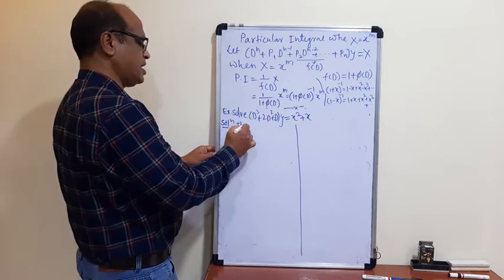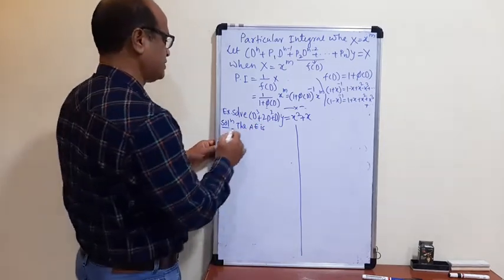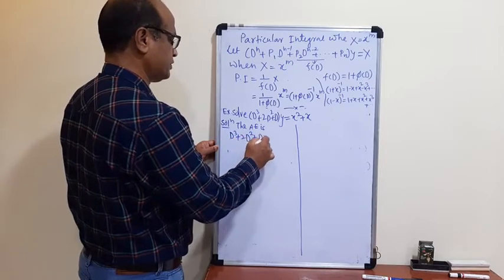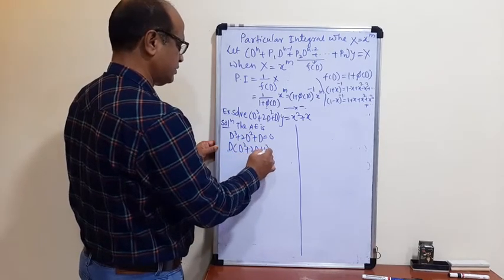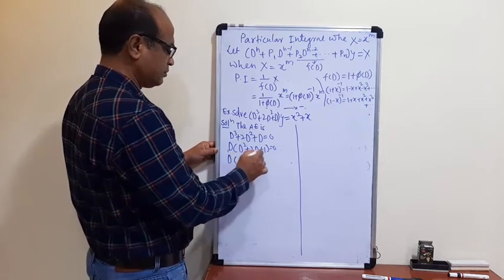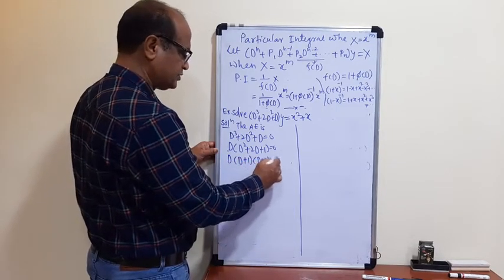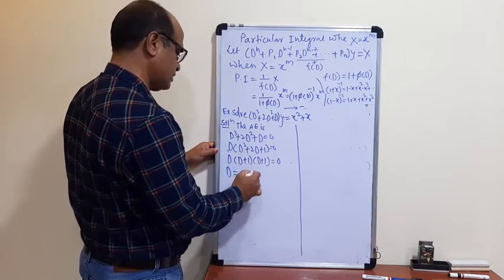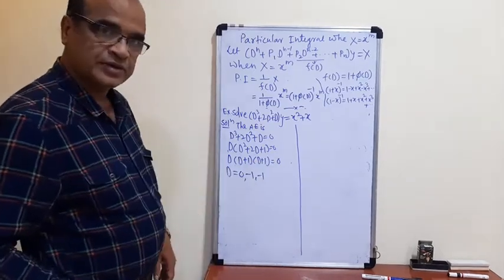The auxiliary equation is d cube plus 2d square plus d is equal to 0. So taking d out, d square plus 2d plus 1 is equal to 0. So then d into the factors of this, d plus 1 whole square is equal to 0. So the roots are d is equal to 0, and d plus 1 is equal to 0, so minus 1. Here minus 1 is repeated twice.